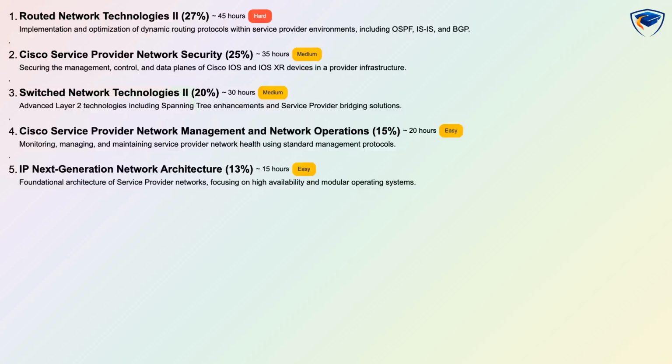Routed Network Technologies 2 is 27%. Cisco Service Provider Network Security is 25%. Switched Network Technologies 2 is 20%. Cisco Service Provider Network Management and Network Operations is 15%, and IP Next Generation Network Architecture is 13%. Each domain lists focus areas, difficulty, estimated learning time, and assessment type so you can plan, study and practice effectively.